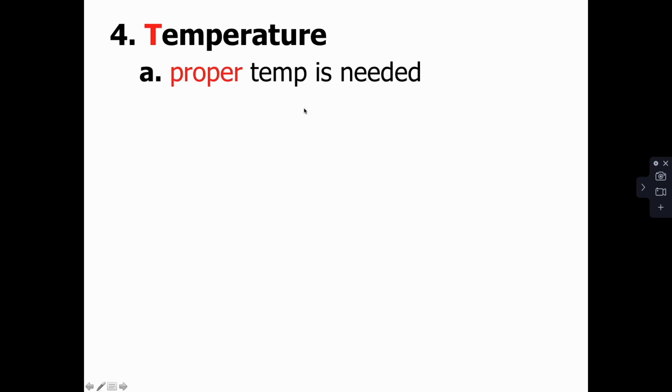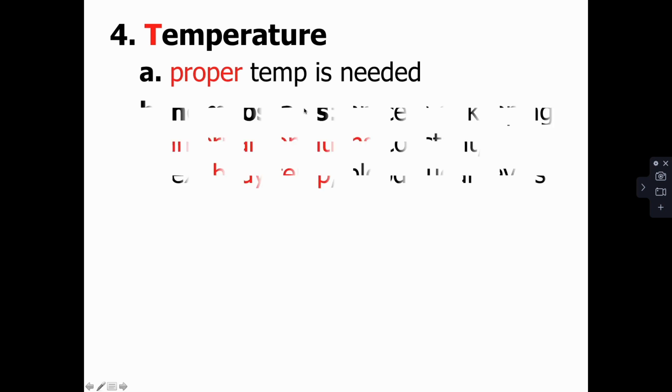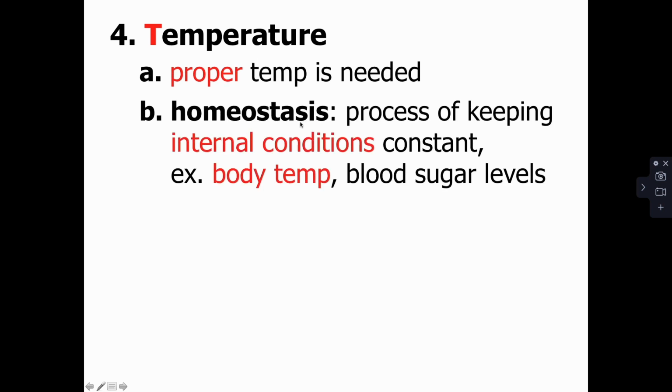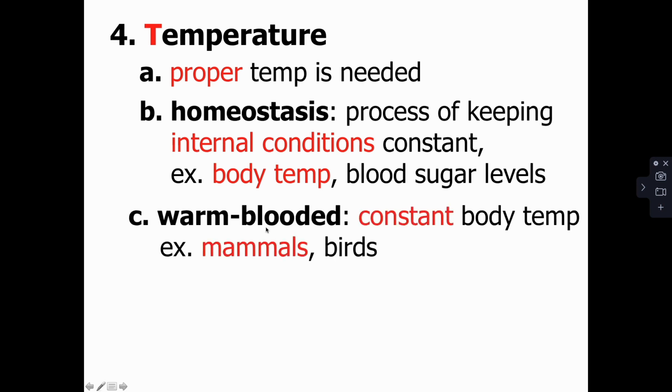T for temperature. They need proper temperature. All organisms need proper temperature in order to survive. If you're a warm-blooded organism, you keep your internal body conditions warm. Your body itself keeps it warm. Your body temperature will regulate itself by homeostasis. You have constant body temperature like mammals and birds.